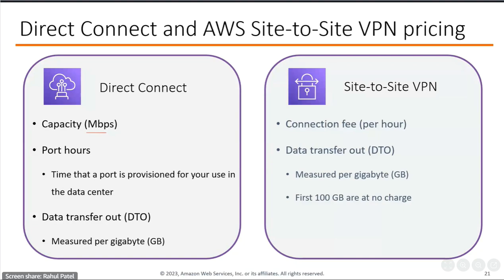And then there is data transfer out. When you are transferring data out of the AWS network, you are charged, generally per GB in both cases. But in site-to-site VPN, the first 100 GB are at no charge, and after that you have to pay per GB. So this is the pricing for Direct Connect and AWS site-to-site VPN.